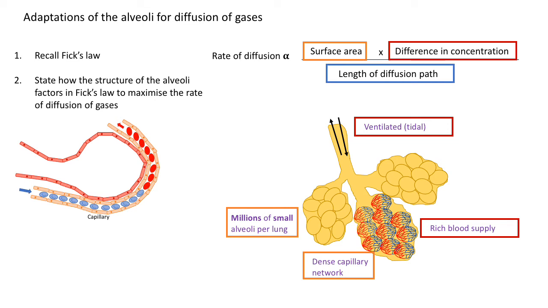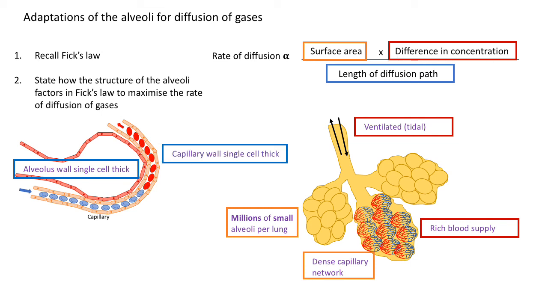So first of all, the length of the diffusion path is minimised by having one cell thick. So those squamous or pavement epithelial cells are flat and thin, and that's just one cell thick, the wall of the alveolus. The capillary also that sits right next to the alveolus is also one cell thick, so that endothelial cell. So that provides a very short diffusion path.